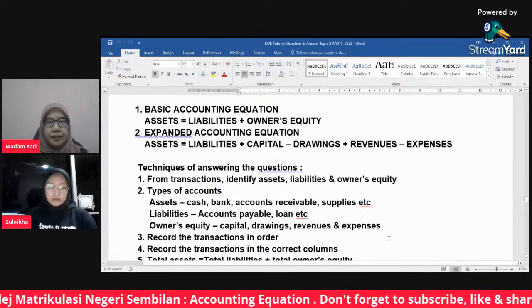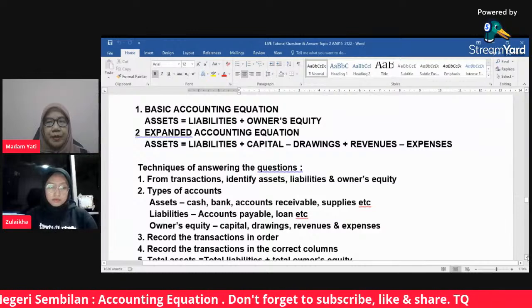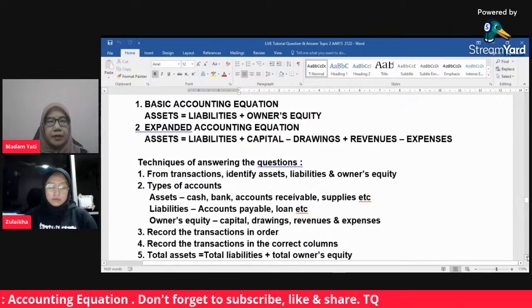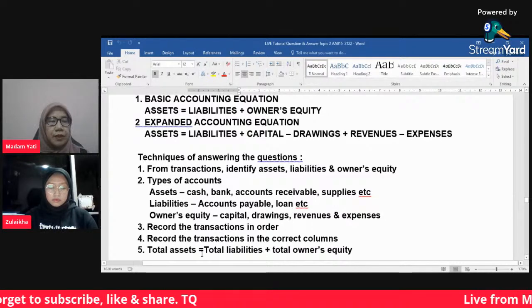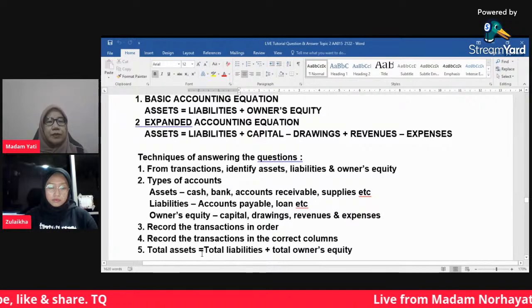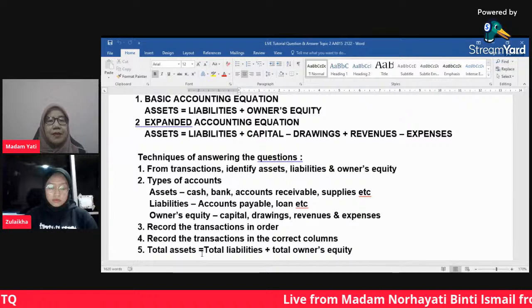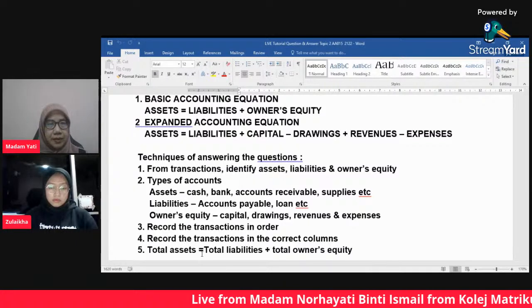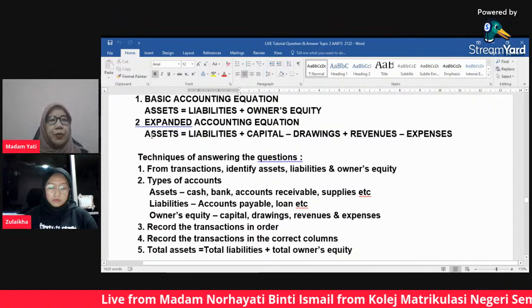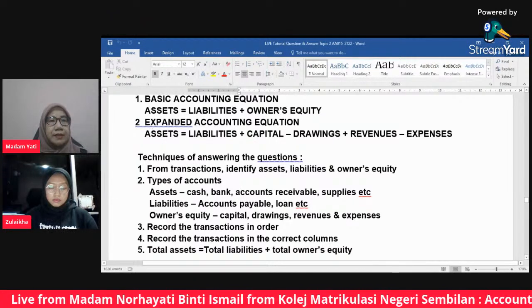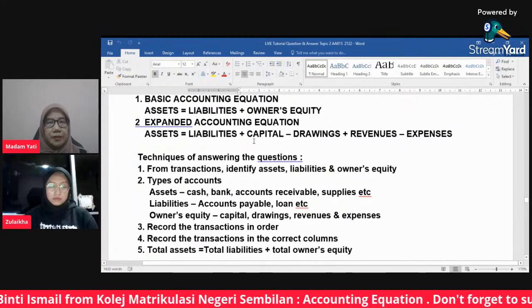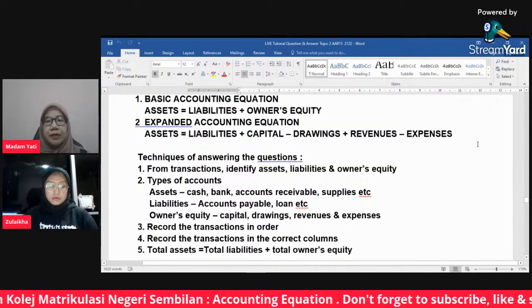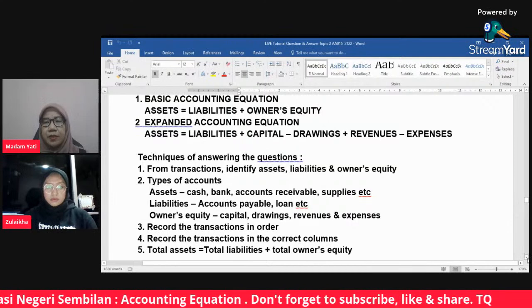And the last one, when you prepare the tabular or the table, you must total up, total asset equals to total liabilities plus total owner's equity. So this one, we are going to use the second equation, the expanded accounting equation. Before this I have done it also. This one is the question based on tutorial.